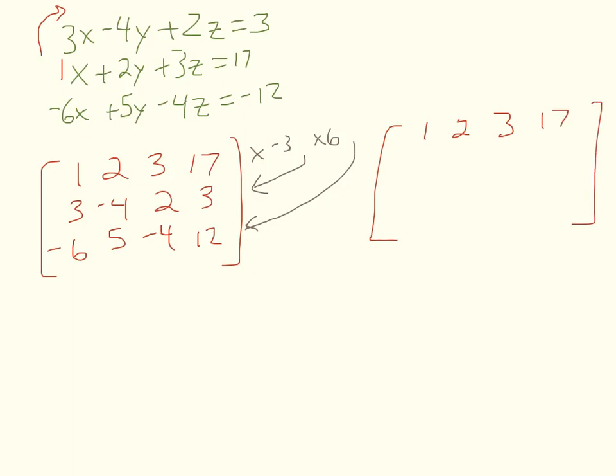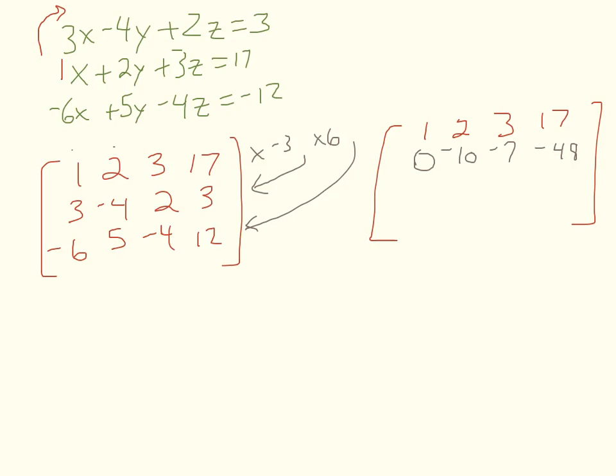And we'll just do the algebra. 1 times negative 3 is negative 3. Negative 3 plus 3 is 0. Okay? Now 2 times negative 3 is negative 6. Negative 6 minus 4 is negative 10. Okay? 3 times negative 3 is negative 9. Plus 2 is negative 7. And 17 times negative 3 is negative 51. Minus 3 is negative 48.